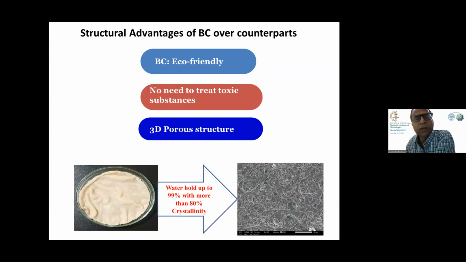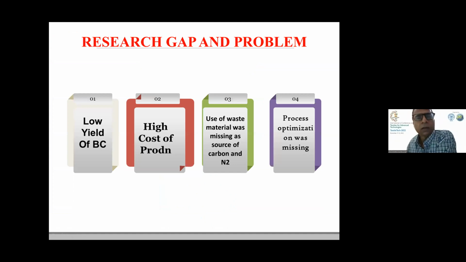If you see the structural advantage of BC over other cellulose which is available in nature, it is a completely environment-friendly material. No need to treat toxic substances. A three-dimensional nanostructure is available. What is the research gap here? Basically, other researchers have also synthesized bacterial cellulose. I'm not claiming that I am the only one who synthesizes bacterial cellulose. Bacterial cellulose has been synthesized for the last 20 to 30 years, but the yield is very low, meaning 6 to 7 grams per liter is possible. Then there is high cost of production. Due to this very low yield, the cost of production of bacterial cellulose is quite high.